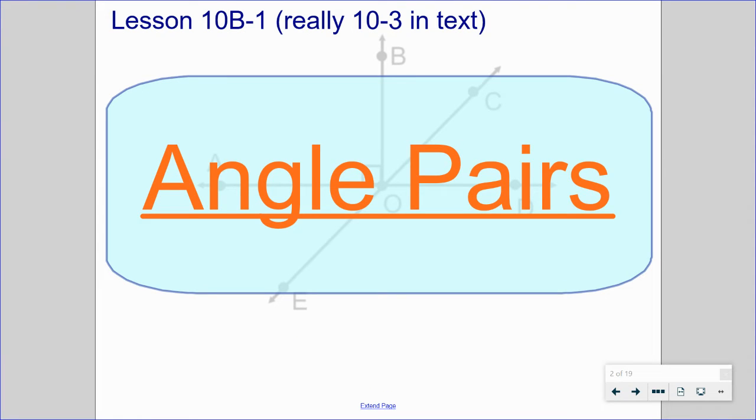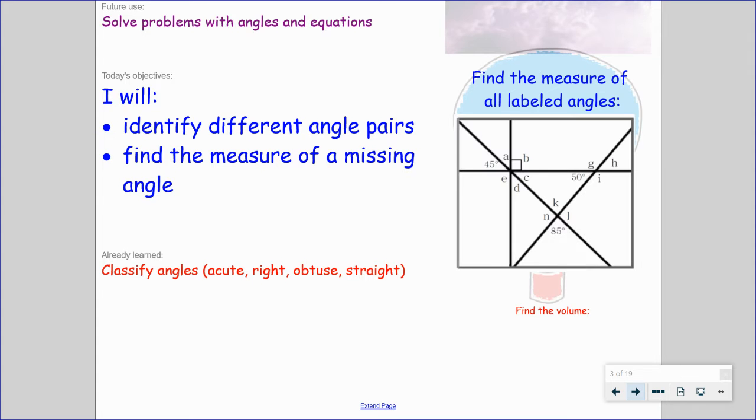And hello all and welcome to lesson 10B-1. It's really actually chapter 10, lesson 3 in the textbook. We're going to call today angle pairs, no homework to check. So let's go right into our objective for the day.